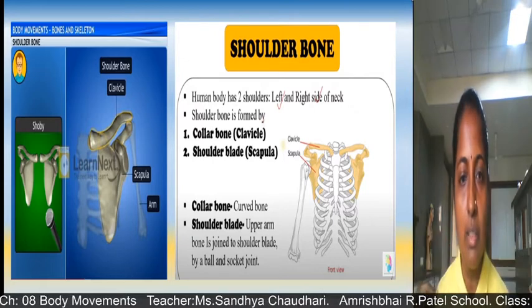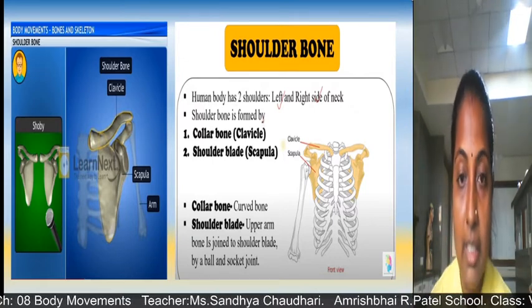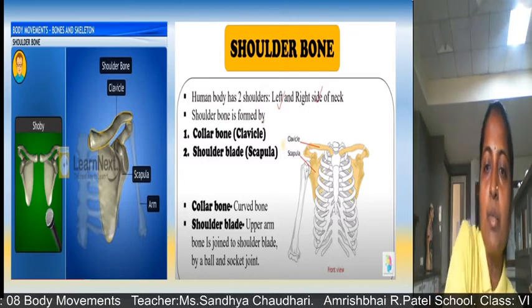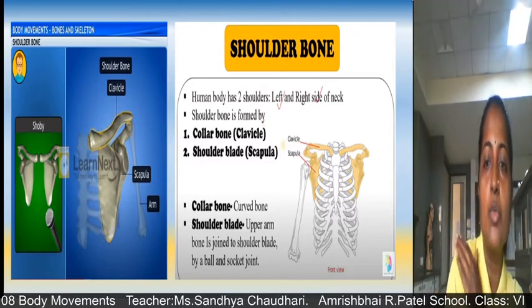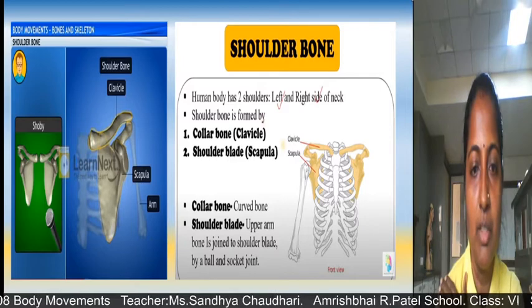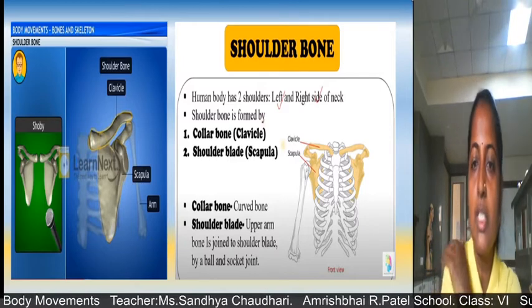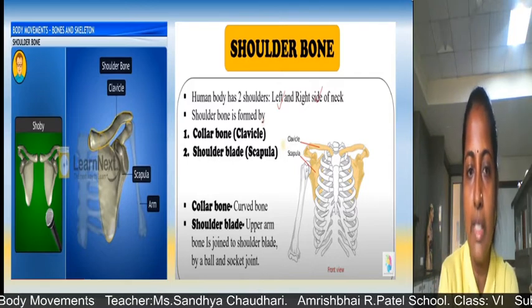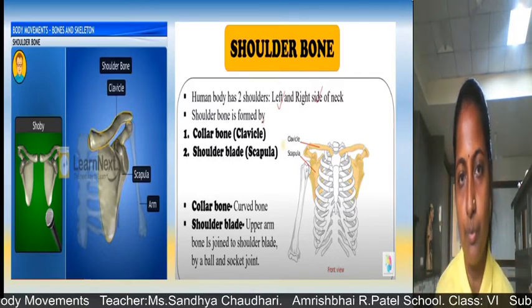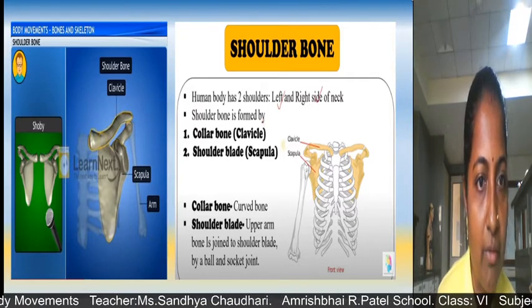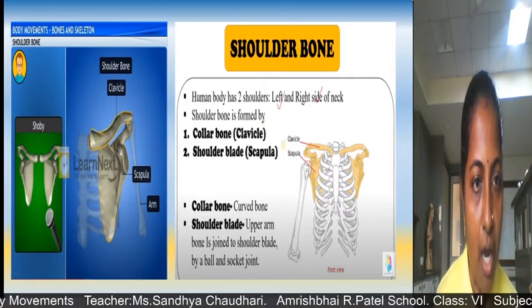Here you can see it is a curved bone, and the upper arm bone is joined to the shoulder blade. This is the upper arm, and this upper arm is joined to this shoulder blade by a ball and socket joint. So this is the joint. This is the shoulder blade, and this is the collarbone. Here you can see the shoulder bone: clavicle, scapula and arm.